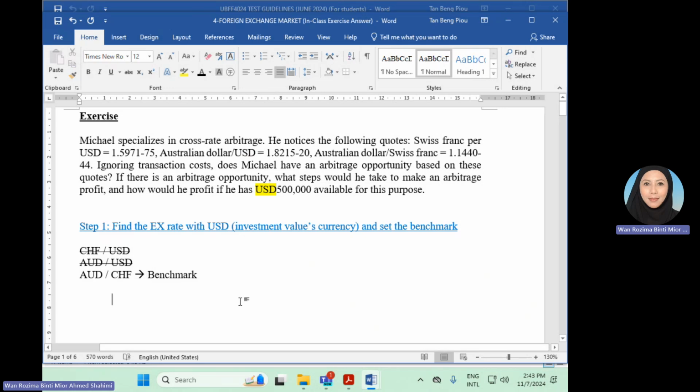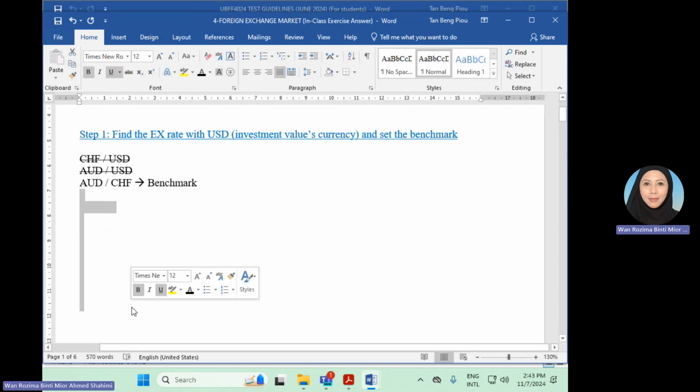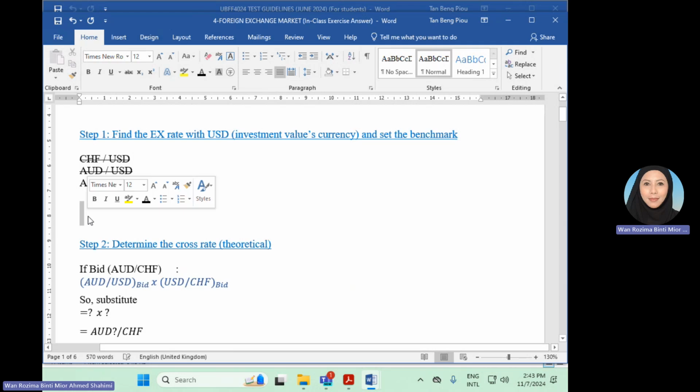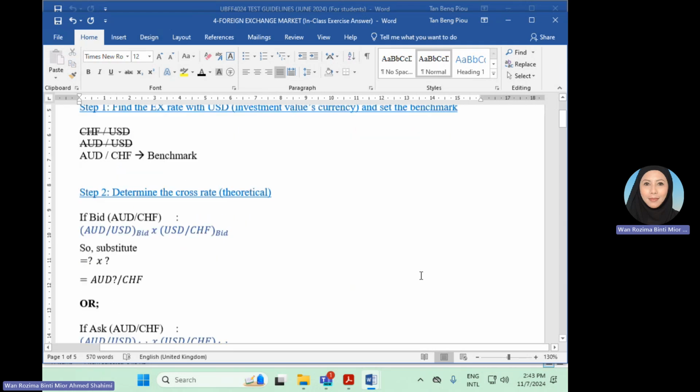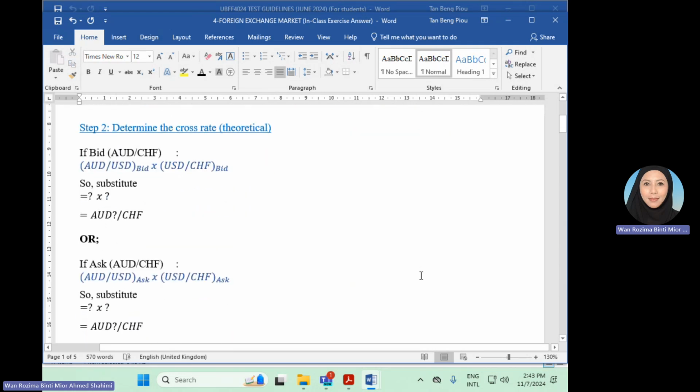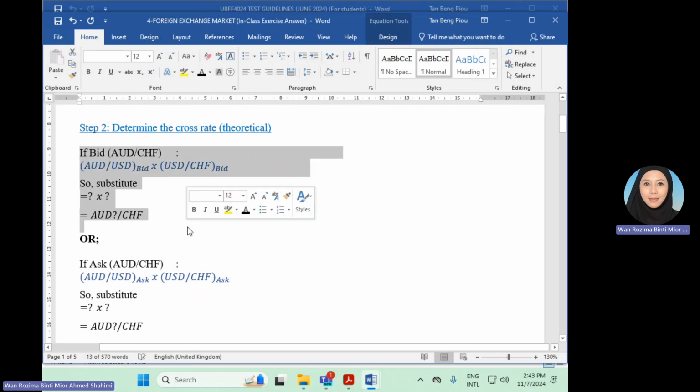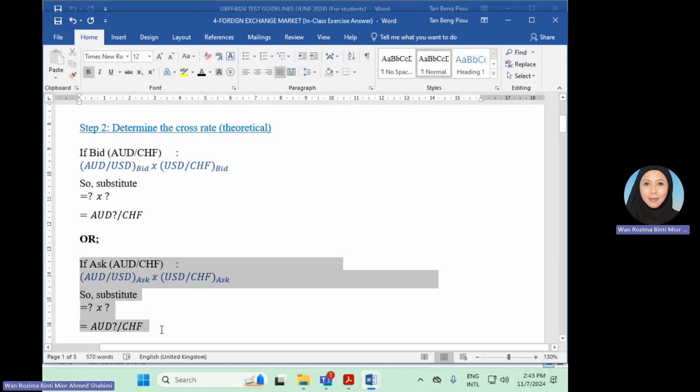Right. Second step, finding the cross rate. Very good. I have the steps ready for you. Now, since we're talking about bid and ask, you only need to choose either one to compare. So that's why I put here "or". Either you focus on bid, finding the cross rate, or you focus on ask, finding the cross rate. Don't waste your time finding both.